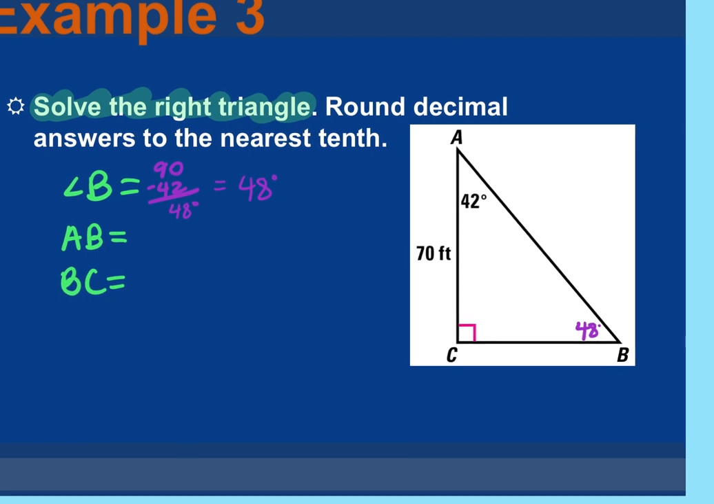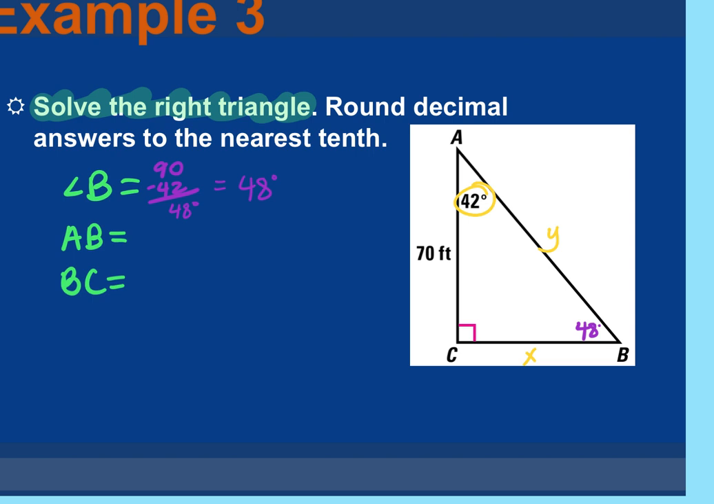Now, my advice is still stick with the setup using the 42, because if you got 48 wrong, you're going to continue to get everything wrong. So I'm still going to use the 42. I'm going to put an X on the CB and a Y on the AB just so I don't have to write 2 letters every time. But you can totally write the 2 letters.